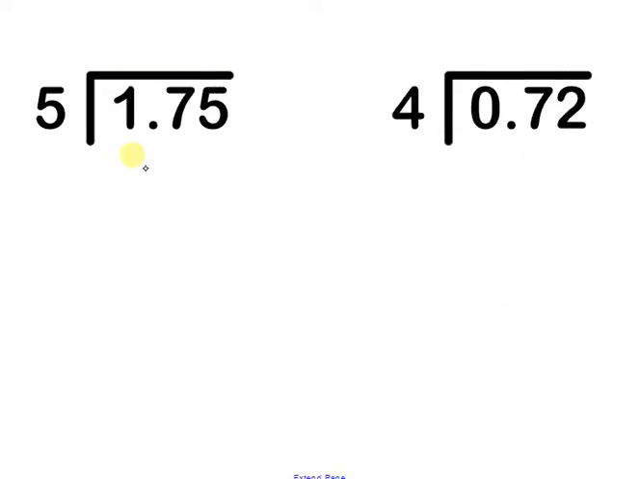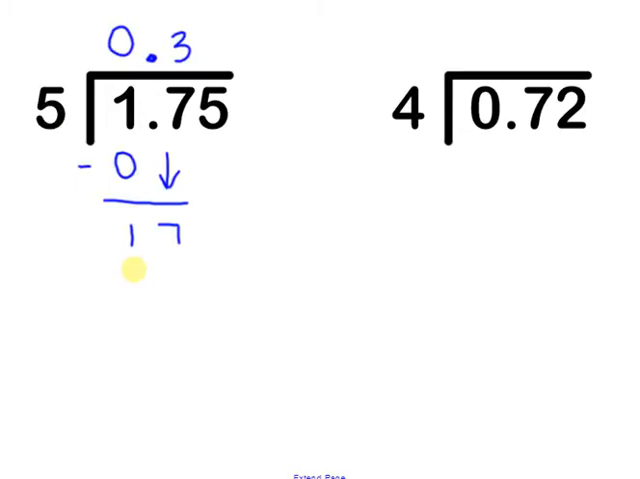All right, let's keep practicing. Bring the decimal point immediately up to the roof, and then we can start to divide. 5 goes into 1 0 times. 0 times 5 is 0. Let's subtract. 1 minus 0 is 1. Bring down the 7. 5 goes into 17 3 times.